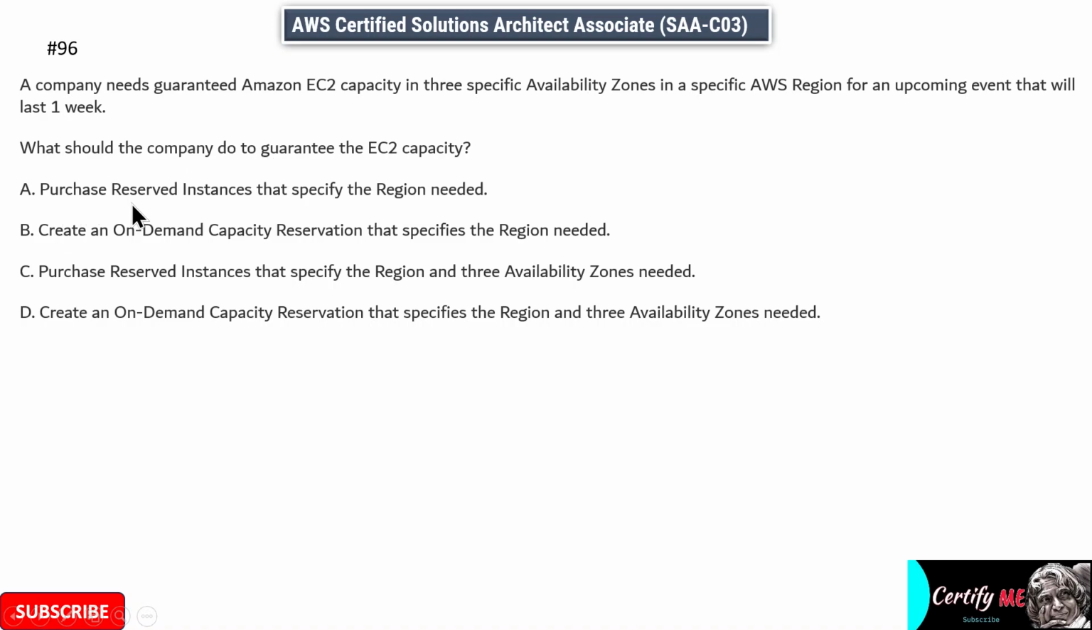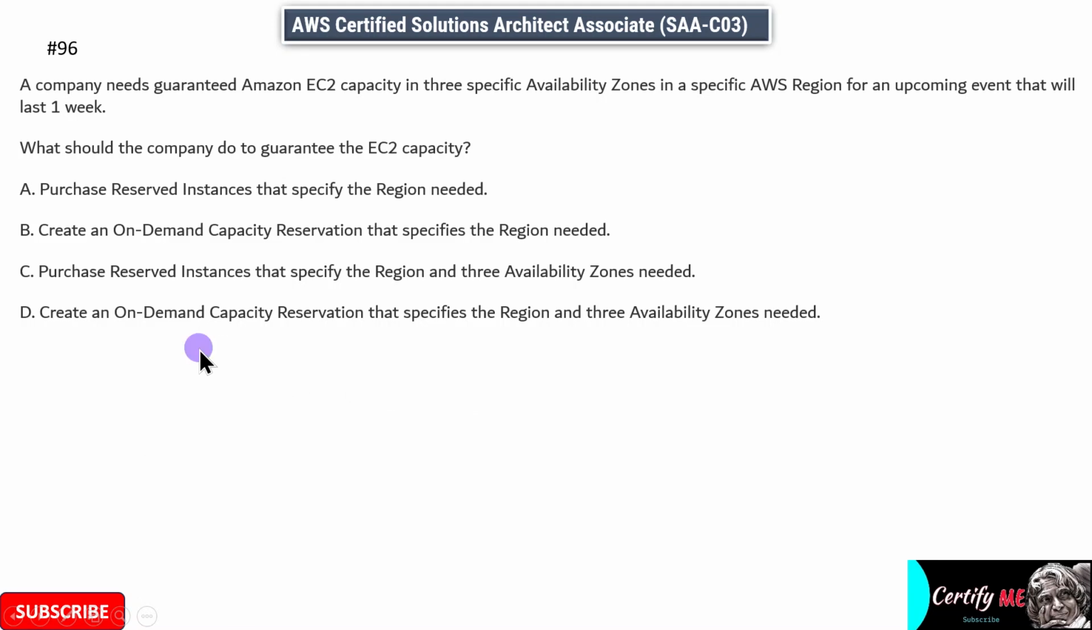Option A. Purchase reserved instances that specify the region needed. Option B. Create an on-demand capacity reservation that specifies the region needed. Option C. Purchase reserved instances that specify the region and three Availability Zones needed. Option D. Create an on-demand capacity reservation that specifies the region and three Availability Zones needed.